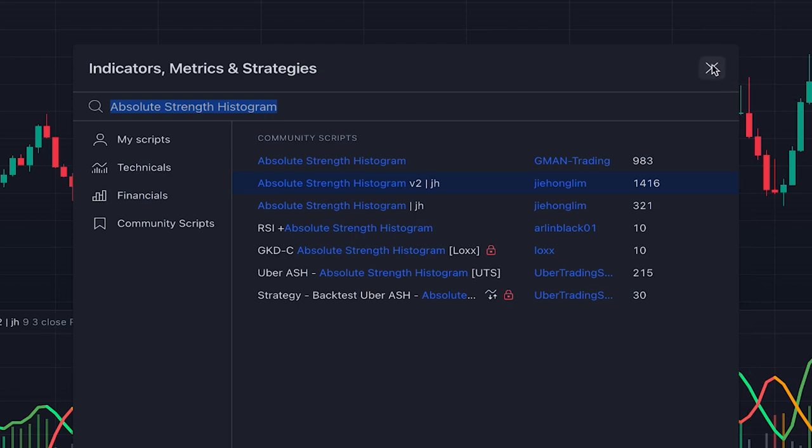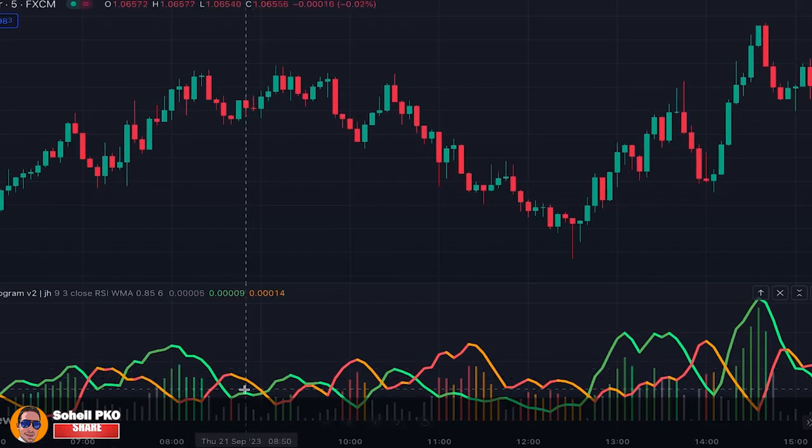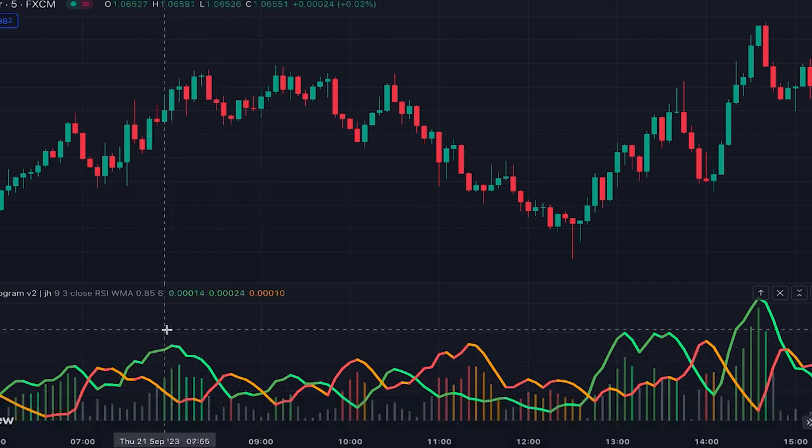the name correctly. Alright, this is the indicator and it gives us a view on the absolute strength of movements in the market. As you can see, we have two lines here. One is green and the other one is red and orange. The green one changes between dark green and light green.